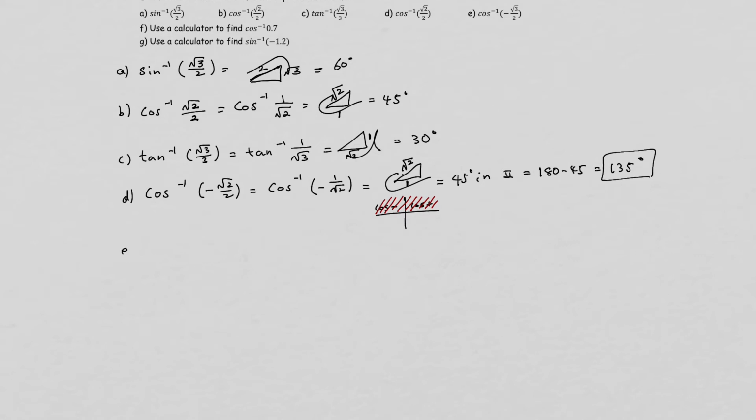Let's look at one more. You have a cosine inverse of negative square root of 3 over 2.